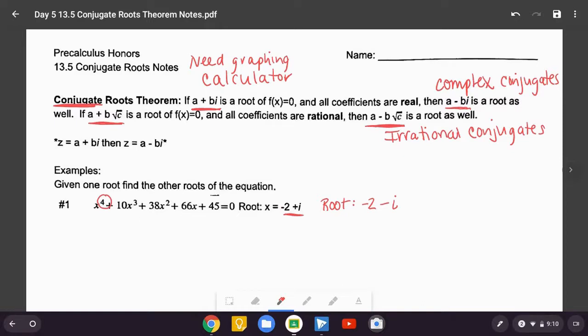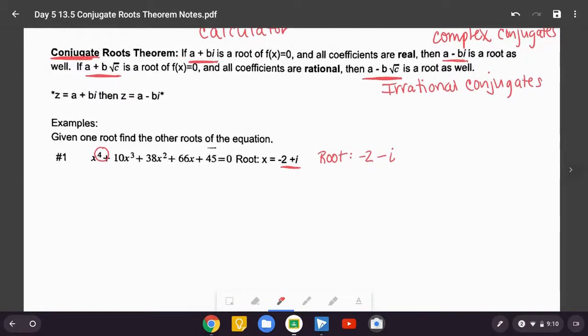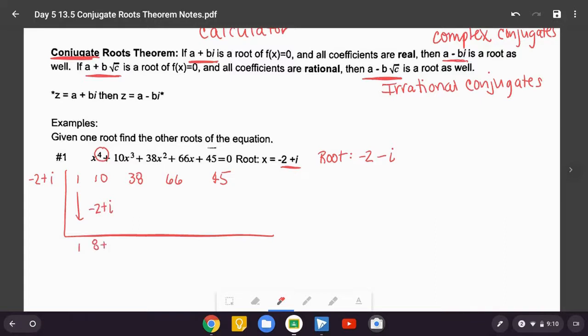All right, so now we're going to use synthetic division to try to break down this polynomial into a lower degree. So we're going to bring it down from a quartic to a cubic function. I'm going to use the first root that was given to me, which is -2 plus i. And just like you do normal synthetic division, you bring down the 1, you multiply, you get -2 plus i. So now you have to be careful when you add. You get 8 plus i.